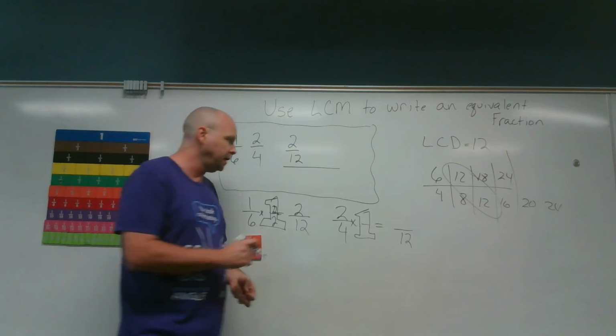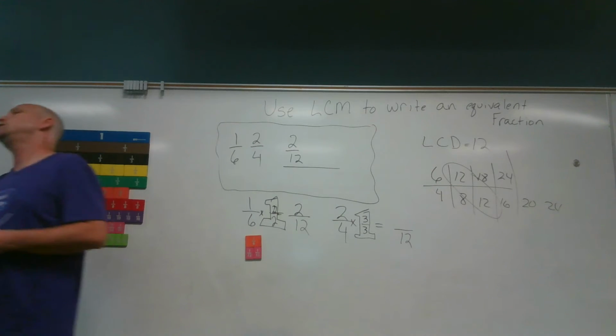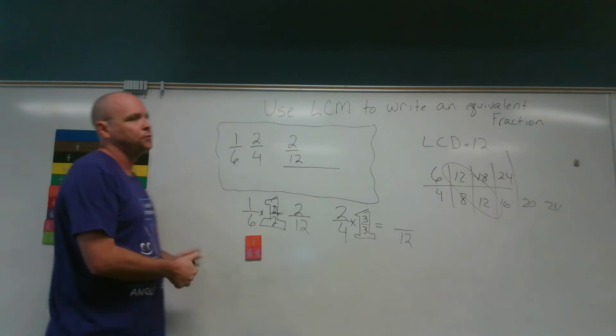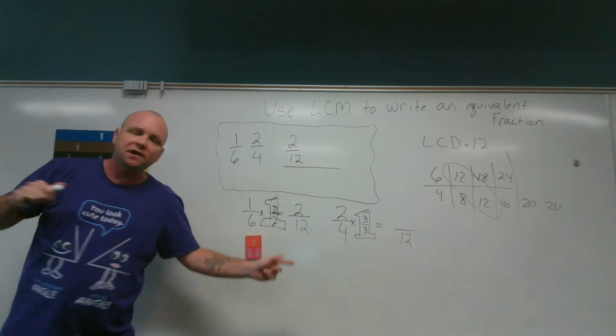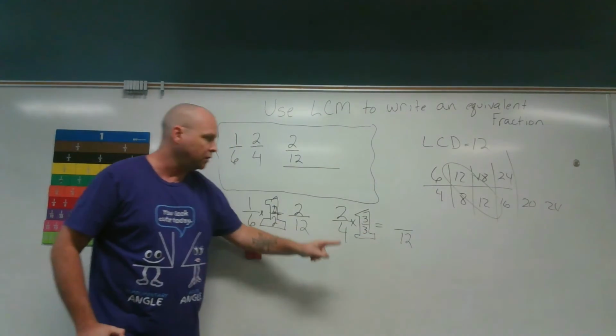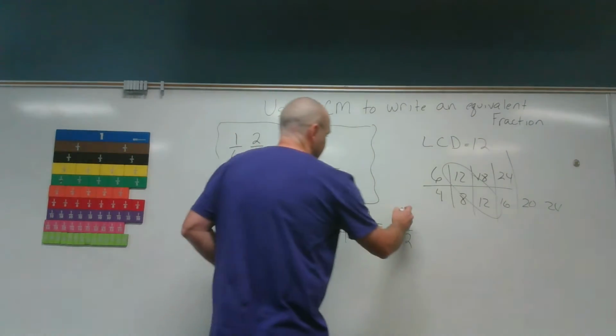Since it needs to equal 1, my numerator must be 3, and my denominator must be 3. And when I multiply fractions, I multiply straight across. 4 times 3 is 12. 2 times 3 is 6.